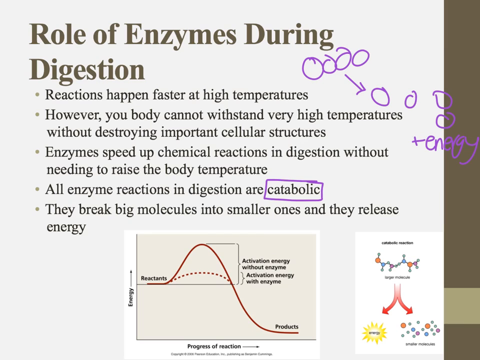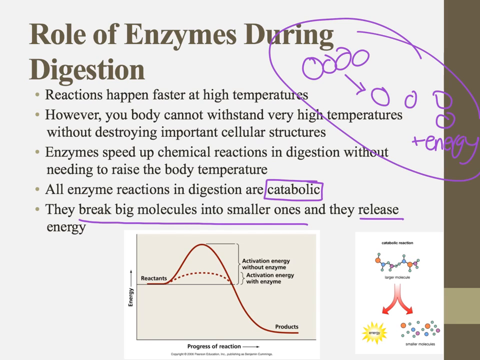One of the ways to speed this up is by increasing the temperature. Unfortunately, since this is taking place in our bodies, you can't do that. You can't just increase the temperature to make things go faster without destroying our cells. So the enzymes help this process to happen without a necessary increase in body temperature. So at the end of the day, what they're doing is they're breaking big molecules into smaller ones, and they're helping to release some of the energy that's in our food.